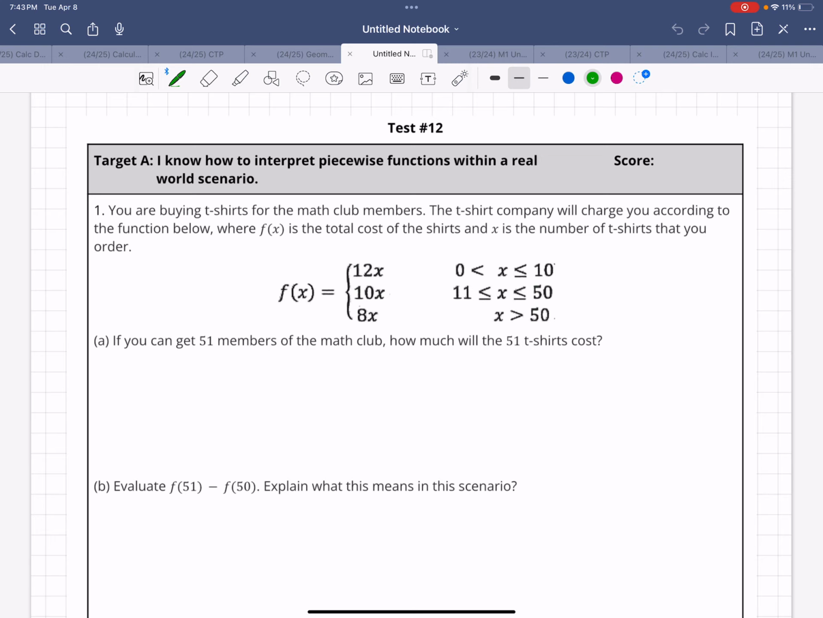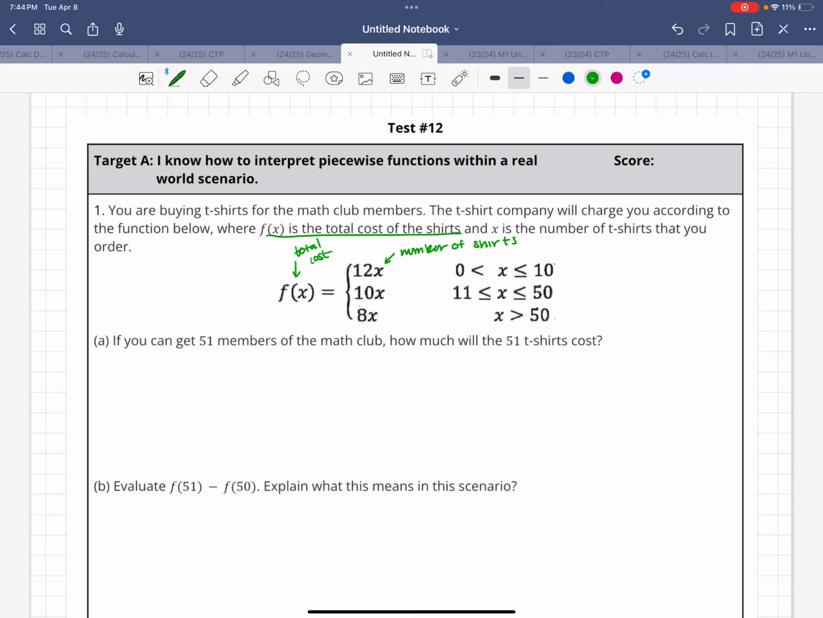So here's f of x, and this is going to be the total cost of the shirts. That's what this sentence is saying. And then anywhere we see an x, that's going to be the number of shirts. So in part A, if you can get 51 members of the math club, how much will 51 t-shirts cost? So 51 is the number of shirts according to the members here.